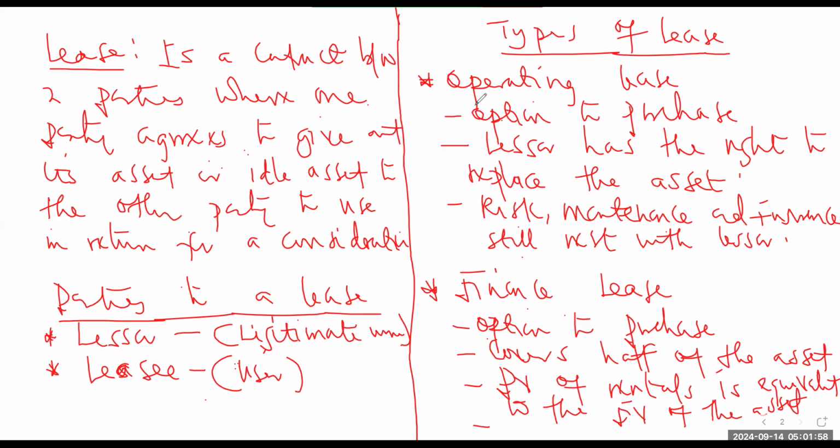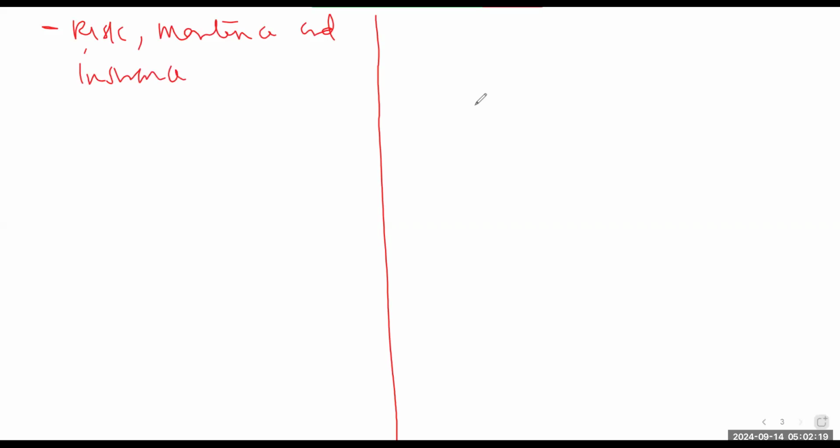And with this one, what happens is that the risks, maintenance, and insurance associated with the assets, so anything about the risks and maintenance associated with the assets, is transferred to the lessee. Transferred to the lessee.